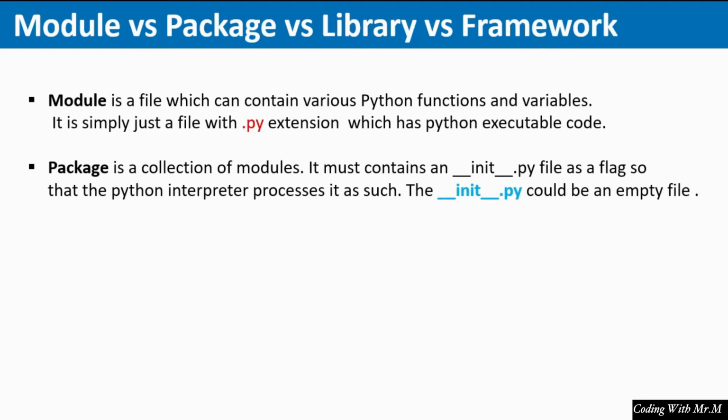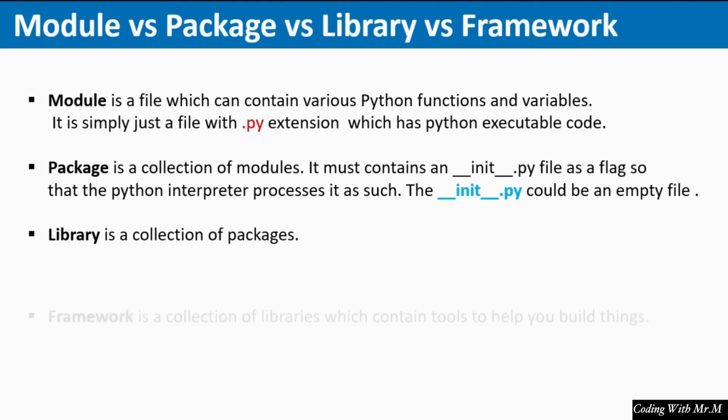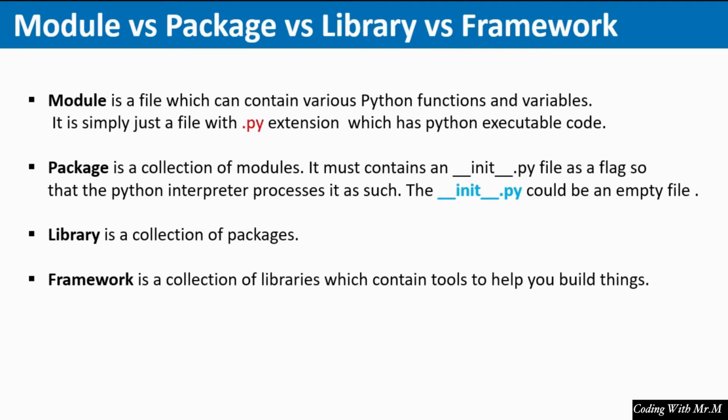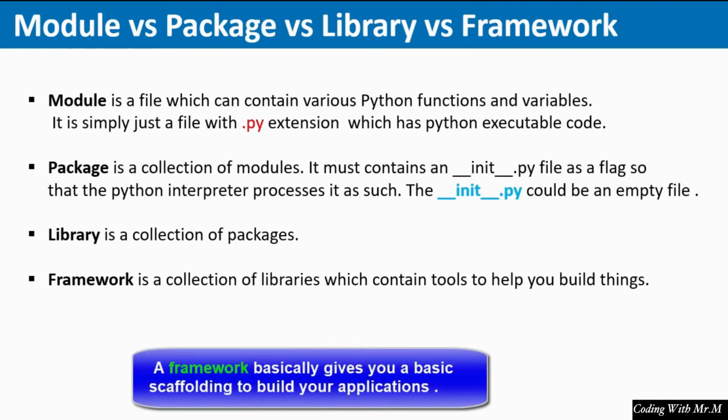A library is basically a collection of packages, while a framework is a collection of libraries which contains tools that you can use to build different types of stuff or applications. So within a framework, you have to work within the constraints of the framework. Basically, a framework is designed, has the tools, but you have to use the tools in a certain way designed or specified by the framework.